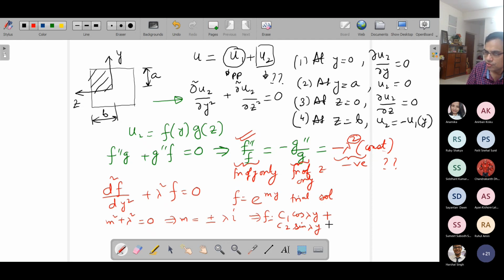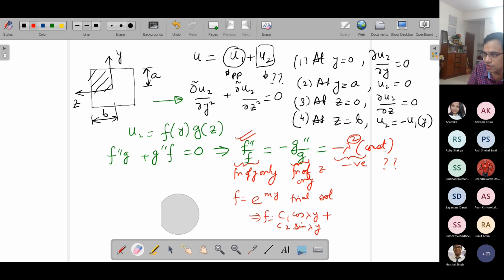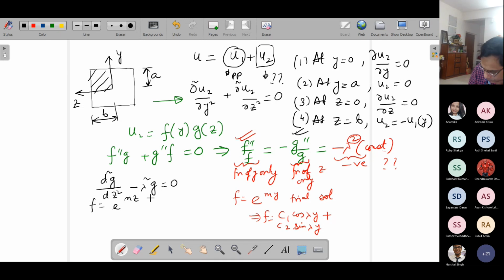Let us look into g. So similarly, let us utilize this space to write an expression for g. d2g/dz2, I'm writing this one, minus lambda square g equal to 0. So again, let us say g is equal to e to the power nz, if you consider it as a trial solution. Sorry, g, not f.